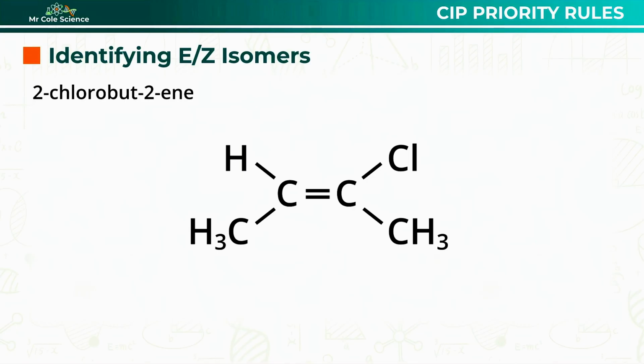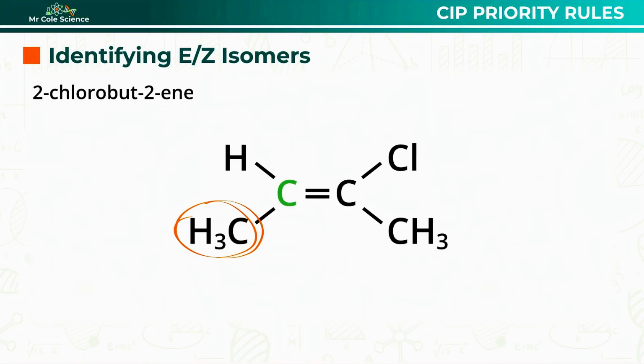Here we have 2-chlorobutene, but the question is, do we have E-2-chlorobutene or Z-2-chlorobutene? Well, let's apply our rules to find out. So let's start with the carbon atom on the left-hand side of our carbon-carbon double bond. Now, some of you might immediately recognize that the methyl group is going to take priority in this case.